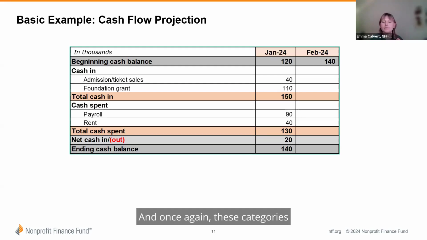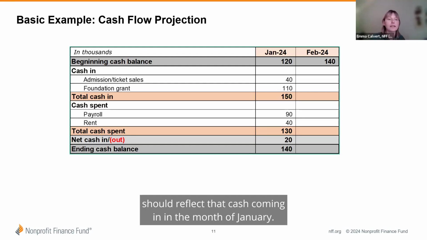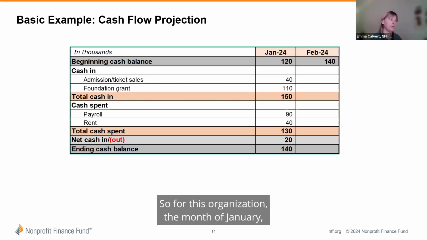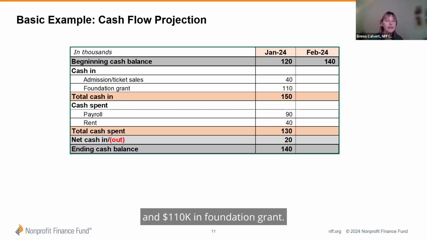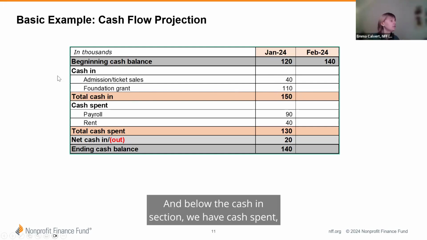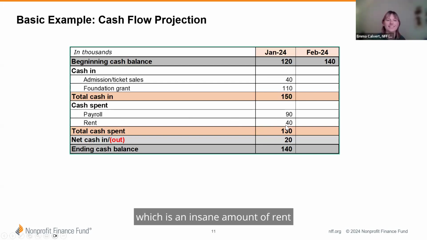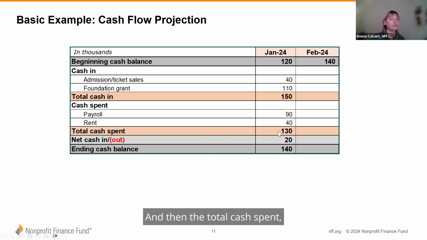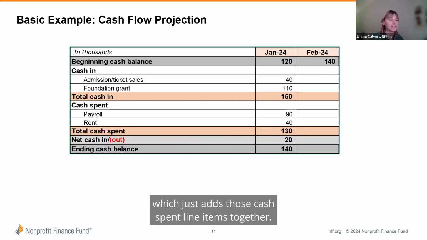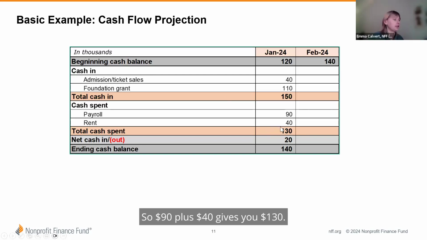And once again, these categories should reflect the cash coming in the month of January. So for this organization, in the month of January, they received $40K in admission and ticket sales and $110K in foundation grant. Then we see the total cash in line, which adds those two together at $150,000. And below the cash in section, we have cash spent, which includes payroll at $90,000 and rent at $40,000, which is an insane amount of rent for 1 month of January. And then the total cash spent, which just adds those cash spent line items together. So 90 plus 40 gives you 130.